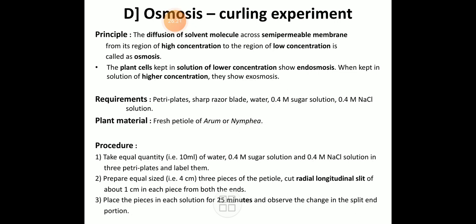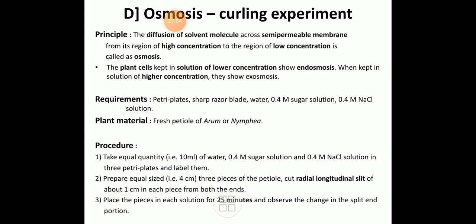But when we keep that same plant cell in a solution of higher concentration than its own, what happens? Exosmosis takes place, meaning water comes out. Requirements: petri plate, sharp razor blade, water, 0.4 molar sugar solution, 0.4 molar NaCl solution, plant material, fresh petiole of arum or nymphaea. Arum means aloo, you remember, we have taken petioles of arum.